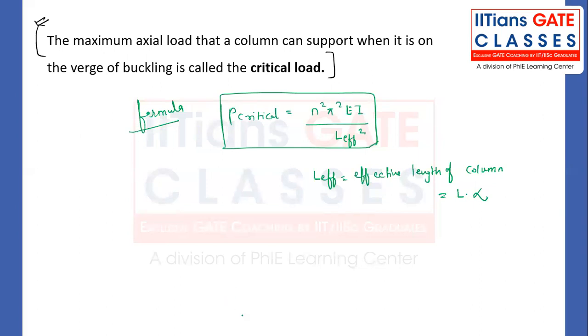So many types of support we have: the fixed support, the pin support, and the free support. That means there's no support also. So we will discuss one by one, right? N will be taken as 1, 2, 3, and so on.